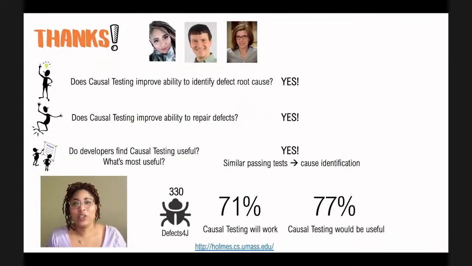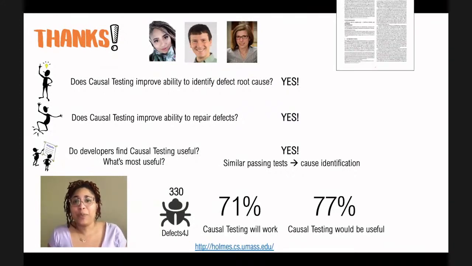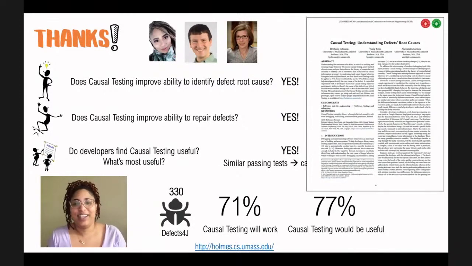In conclusion, causal testing can help developers understand defect cause, plays well with others, and generalizes beyond our user study, as indicated by our analysis of real-world defects in the Defects4J benchmark. You can check out our full paper for all the juicy details.